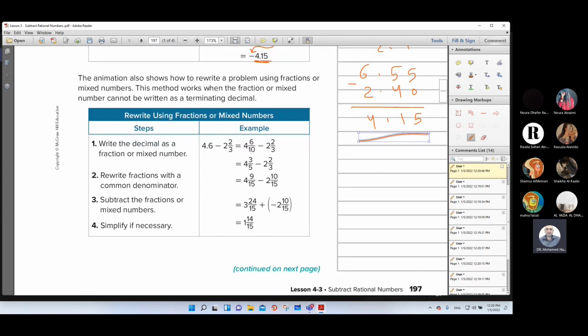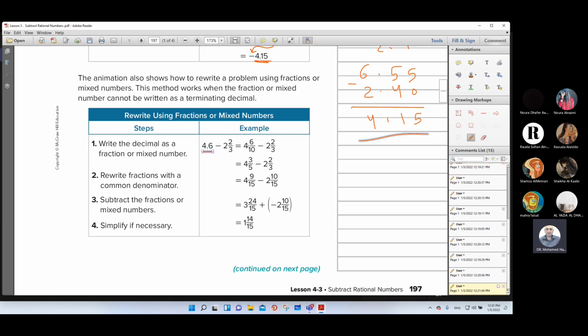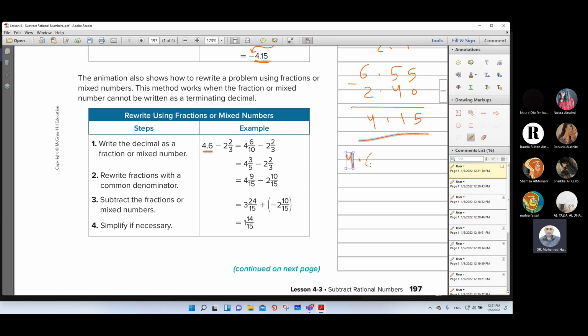So rewrite using a fraction or mixed number. Write the decimal as a fraction or mixed number. In this example, as you see, we have here a decimal. We can change the decimal to a mixed number. How to change the decimal to a mixed number? You have 4.6. This is a decimal. You can change this decimal to a fraction. You can write 46 over 10. 4.6 means 46 over 10. Then you can do long division to change it to a mixed number.